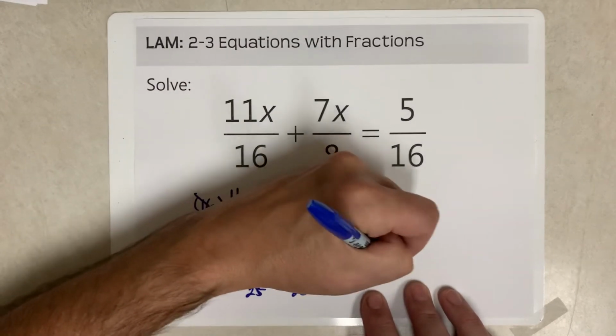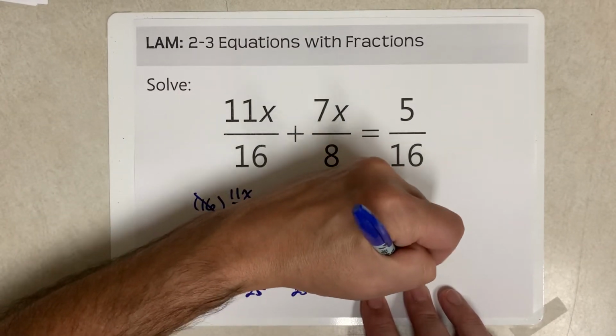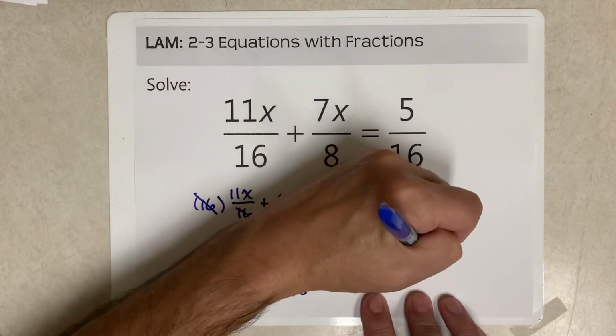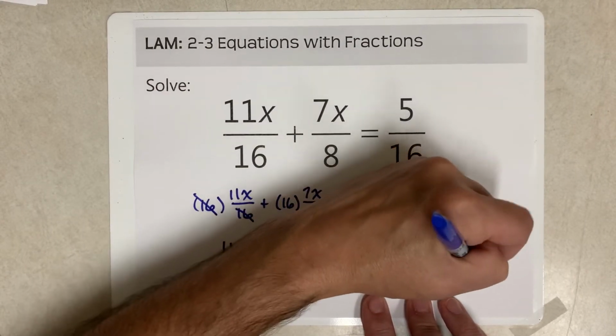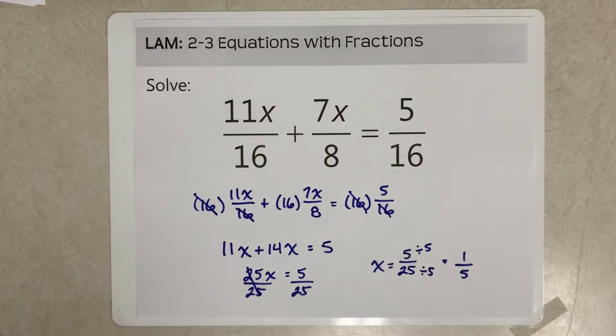And x is equal to 5 over 25. But we can divide both of those by 5, and we get 1 over 5 for our final answer for that one.